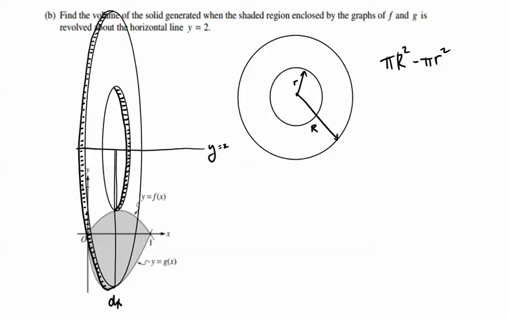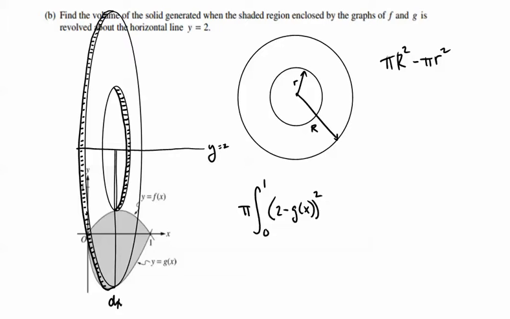And from that we can begin to set up the integral. We bring out the pi, we're going to integrate from 0 to 1, and it's simply capital R squared. So here's the trick in this one. The length of the radius of the outside circle here is 2 minus g of x.